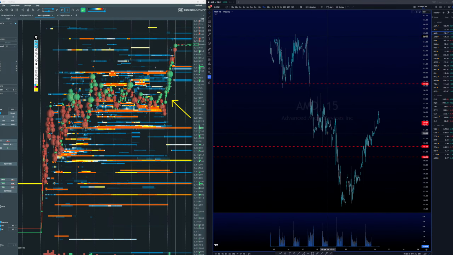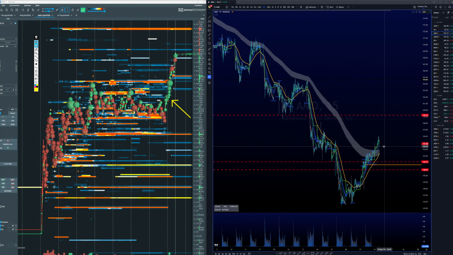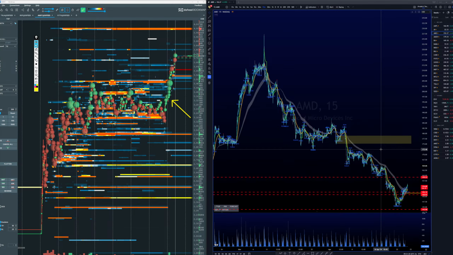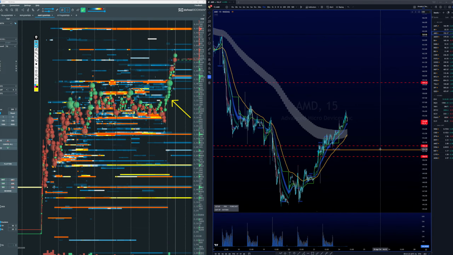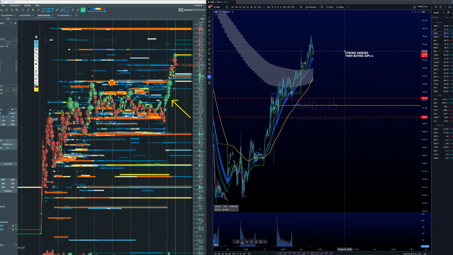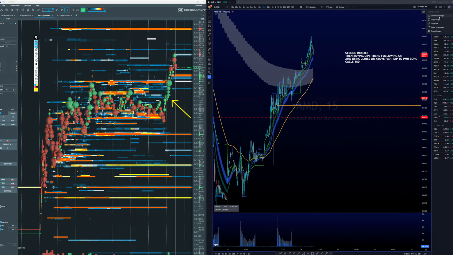AMD here reclaimed the hourly J lines. I made a little bit of a read this morning on what they want to do. This stock faded all the way down from above 200 to 145. It's not as bad as Tesla, but it still had a big unwind. So AMD is going to be on my watch list. With strong indexes, buying dips, trend following on AMD using J lines or above pre-market high, dip to pre-market high, long, calls 160. Okay, so this is for AMD.